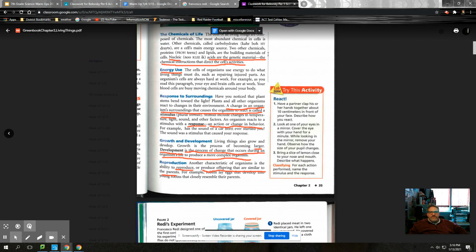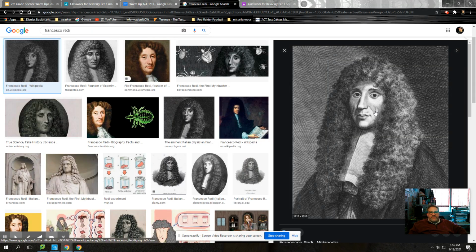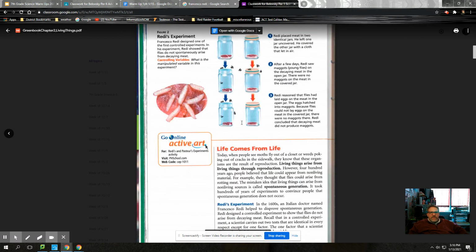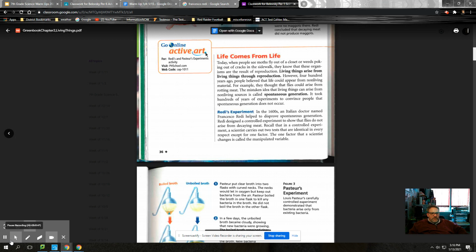There is this man, and his name is Francisco Redi. And he came up with a demonstration that showed that this word, and the word is spontaneous generation. Francisco Redi showed that spontaneous generation is wrong. Okay, well, what is spontaneous generation? Well, I have talked about it, and you may remember me talking about it earlier in the year.